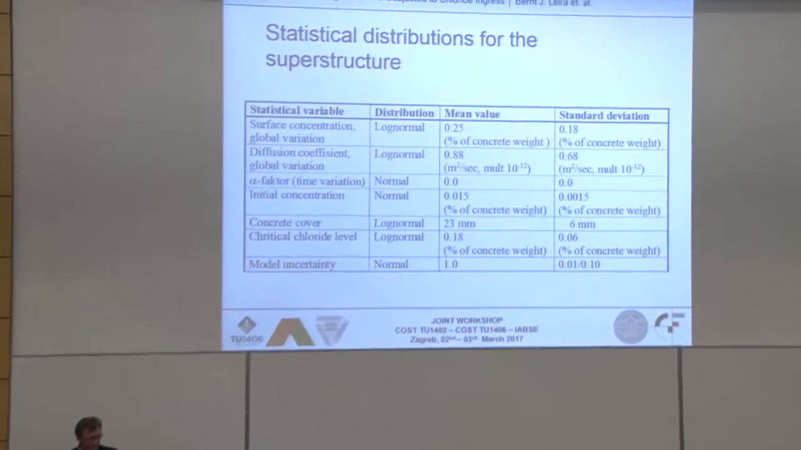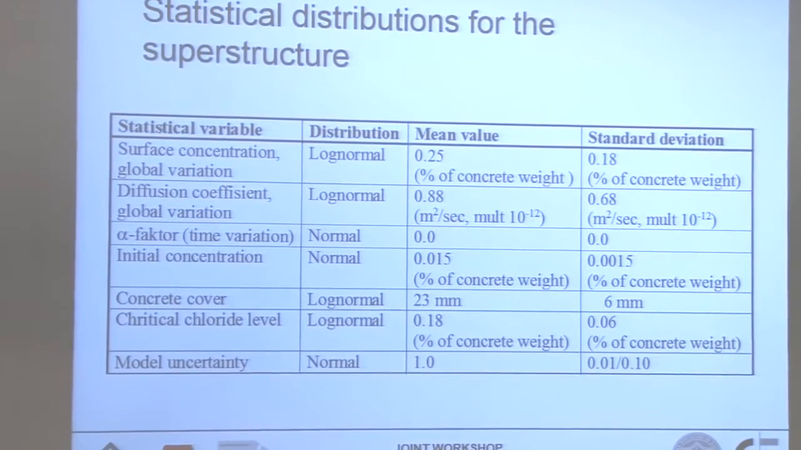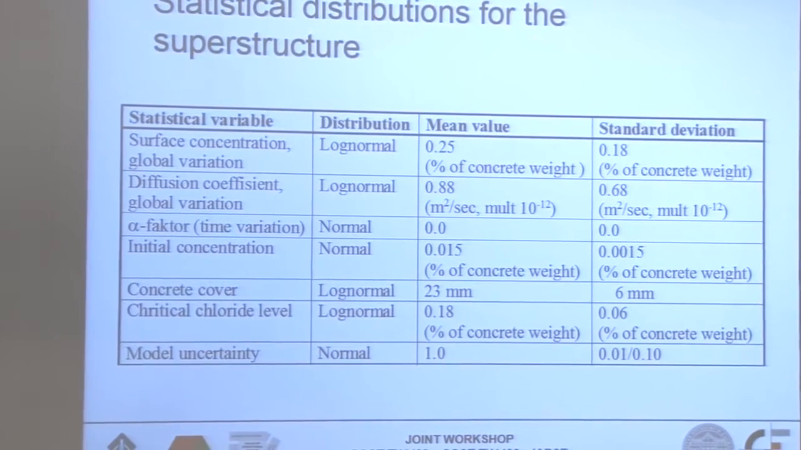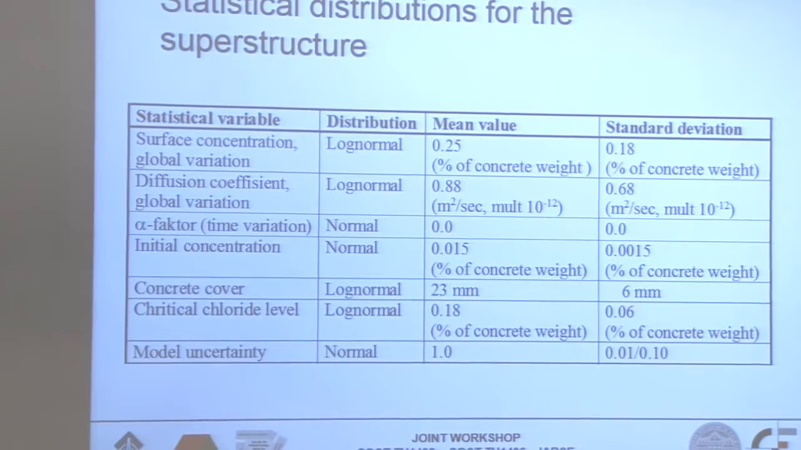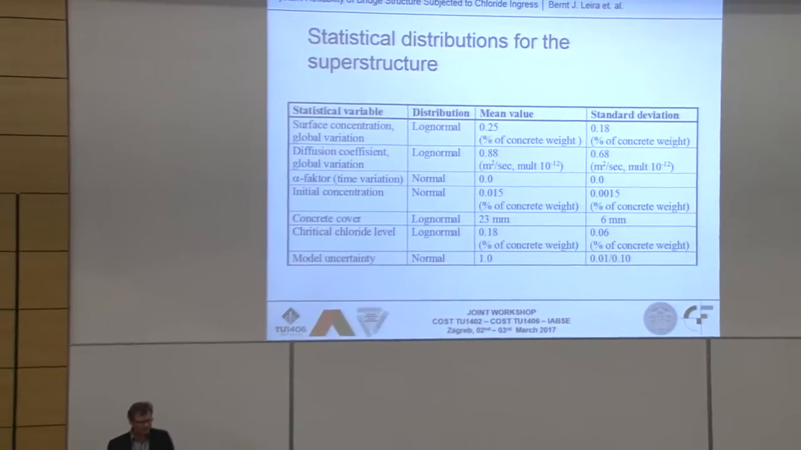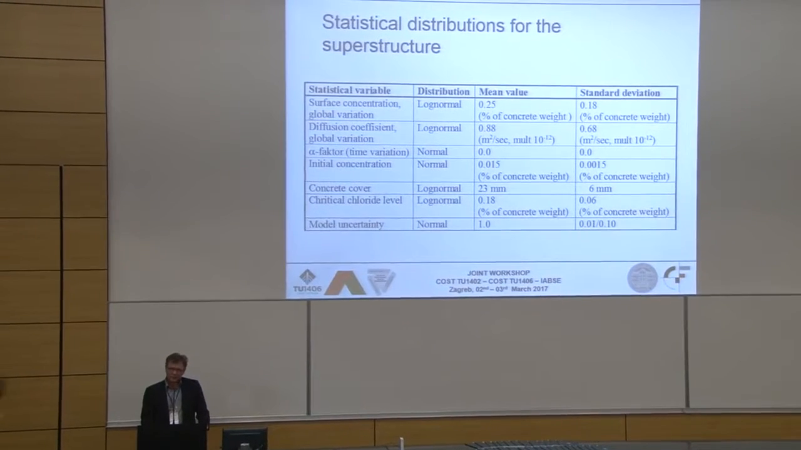These are now the variables which are included: the surface concentration, and this is kind of an averaged value for the superstructure, because you also have differences, as I mentioned, on the front and leeward side. Diffusion coefficient, alpha factor, we come back to that. It tells about the time variation of the diffusion coefficient. An alpha factor higher than 1 tells that the diffusion coefficient is decreasing with time due to the blocking effects. But here it's 0, so it means it's constant in time.